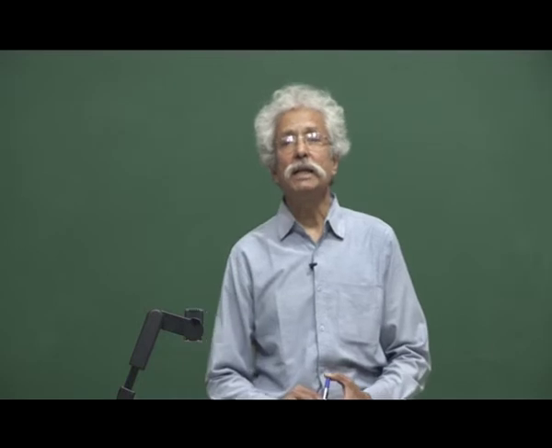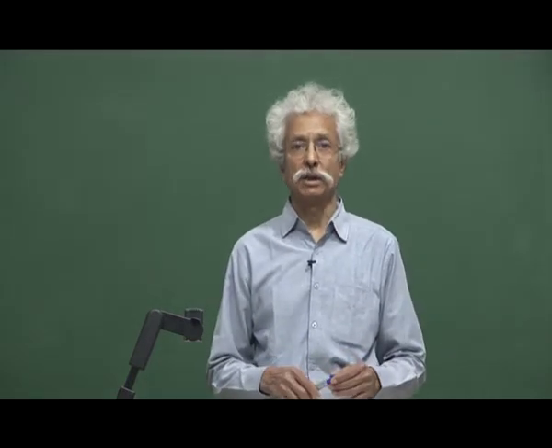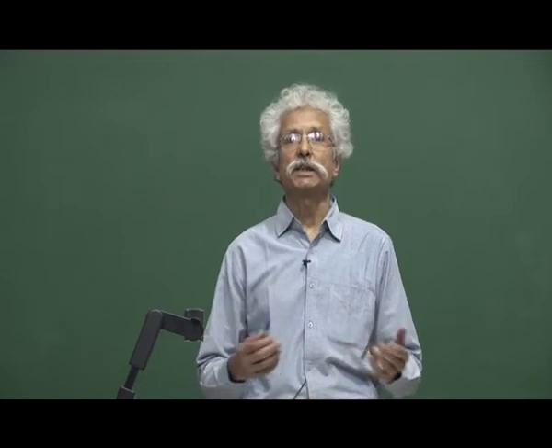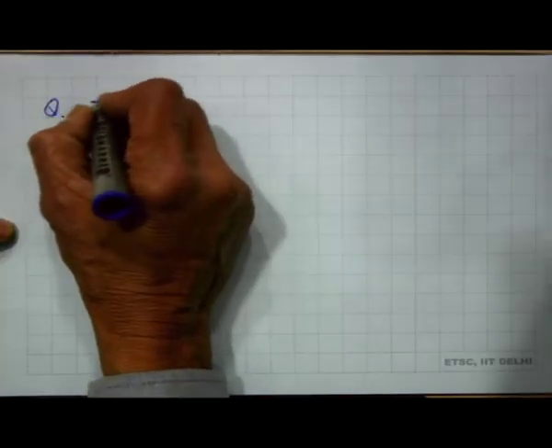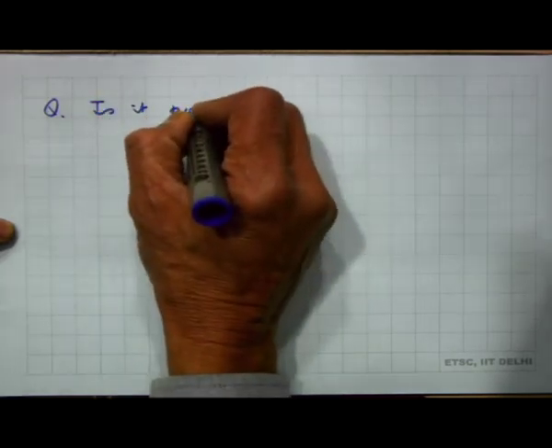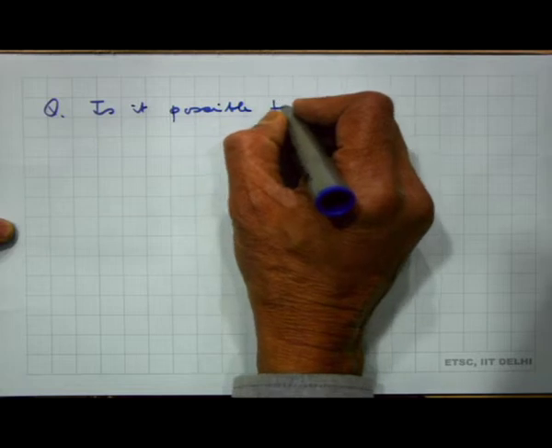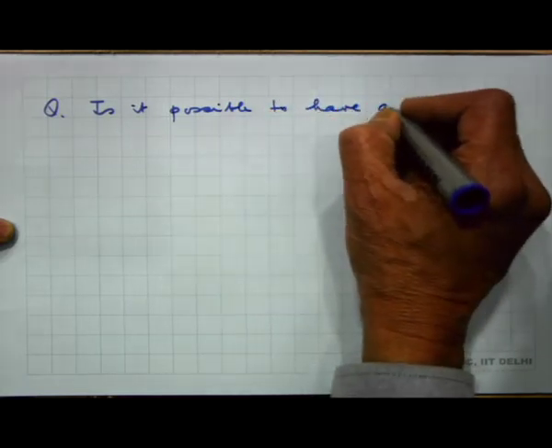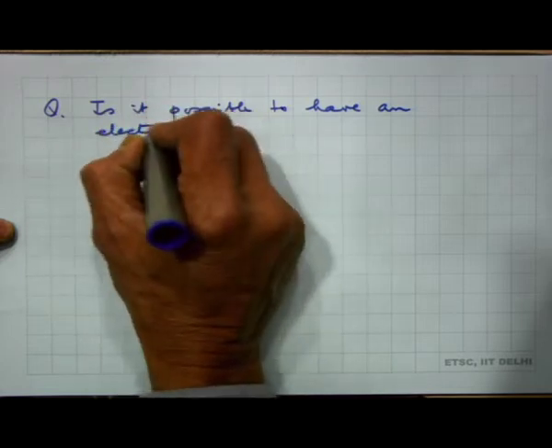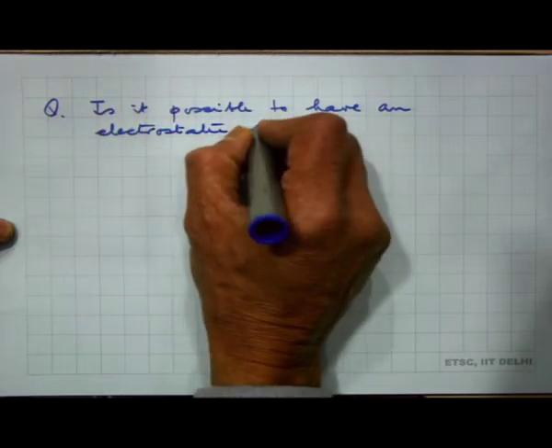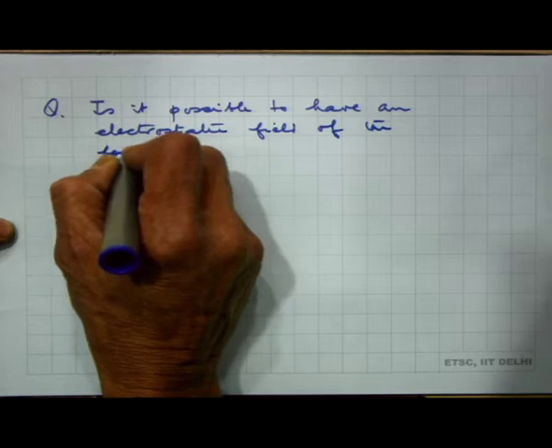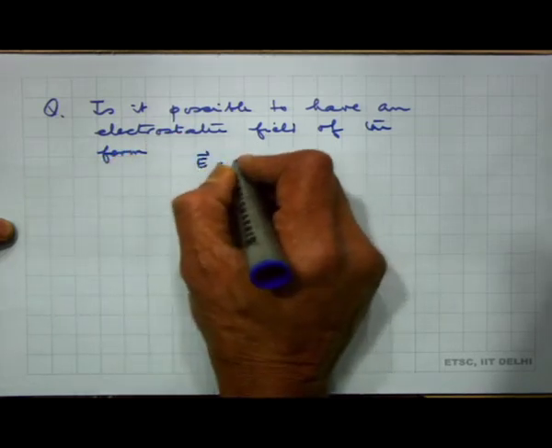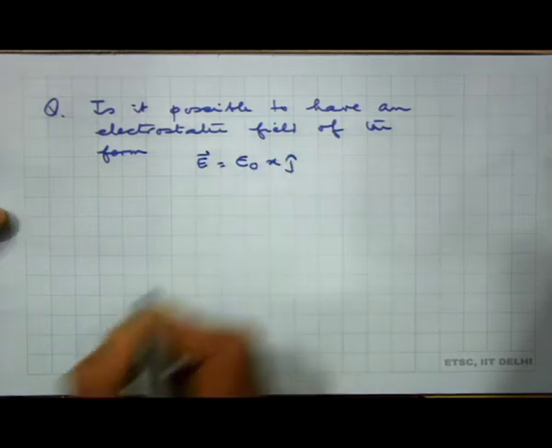So, the first thing that we have seen that electrostatic fields are fields produced by charges at rest, and those fields satisfy certain kinds of equations. We have seen Coulomb's law, we have seen Gauss's law and so on. Now, the first question which I want to look at is, is it possible to have an electrostatic field of the form E is equal to E naught x j cap.